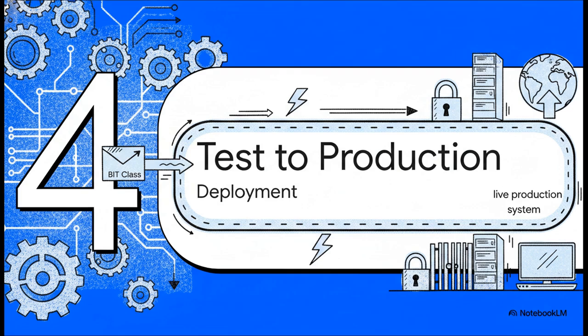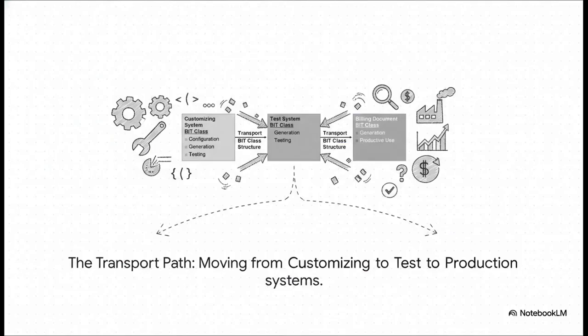So our BIT class is built and it's generated, but it's still in the workshop, so to speak. Now we have to take it on its final critical journey, moving it safely from our development space all the way to the live production system. This image lays out that standard SAP transport path perfectly. You build and tweak your BIT class in a customizing system. Then you transport it over to a test system to make sure everything works just right. And once it gets the green light, you do one final transport into the production system where it starts doing real work.